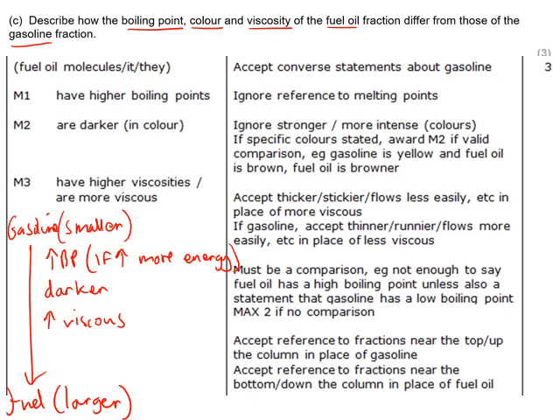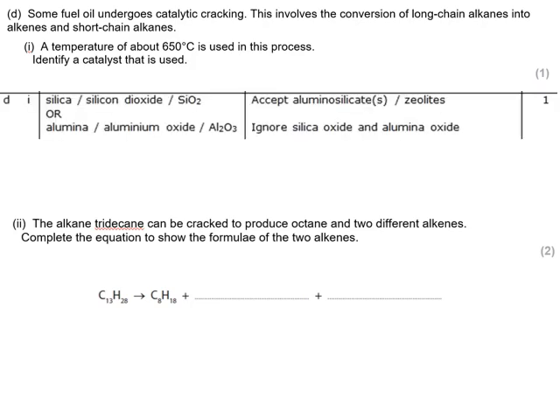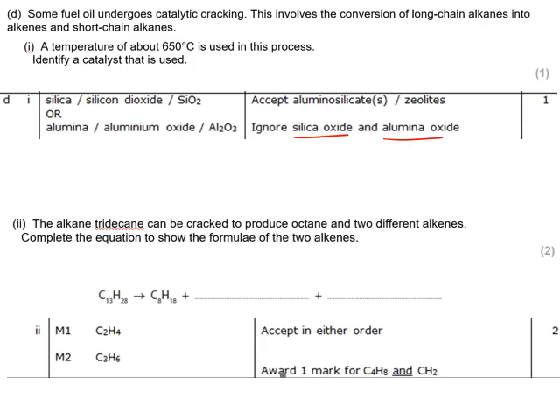Here are your answers. Take 3 minutes to answer this, or less if you need. Okay, so your catalyst is silica or alumina. You can't say silica oxide. You can't mix both of these names. You can't say silica oxide or alumina oxide because it just doesn't exist, so they'll ignore it. And your next one, you just have to do a bit of maths and minus them, and you would have got that.